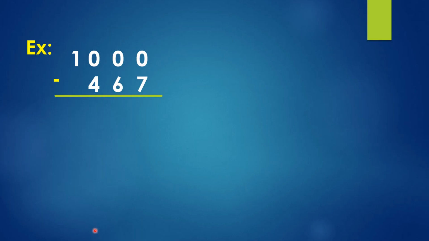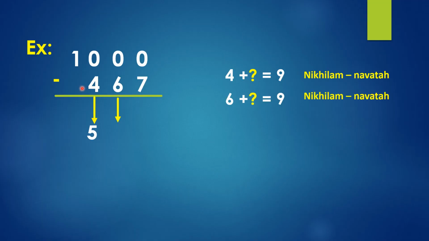Let's start with one more example. 1000 minus 467. As discussed, we will start from the left hand side. 4. So how much should be added to 4 to get 9? Nikhilam Navataha. So it is 5. Move on to 6. 6 plus how much is 9? It is 3. Now 7.